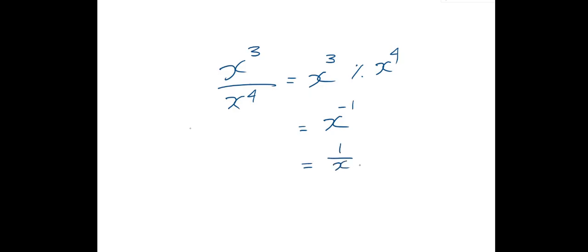x to the 3 over x to the 4. Oh, okay. Let's rewrite it in the form that we know there. And it's going to be x to the 3. Remember, when we divide, we subtract: 3 minus 4, so minus 1. x to the minus 1, which is the same as 1 over x.